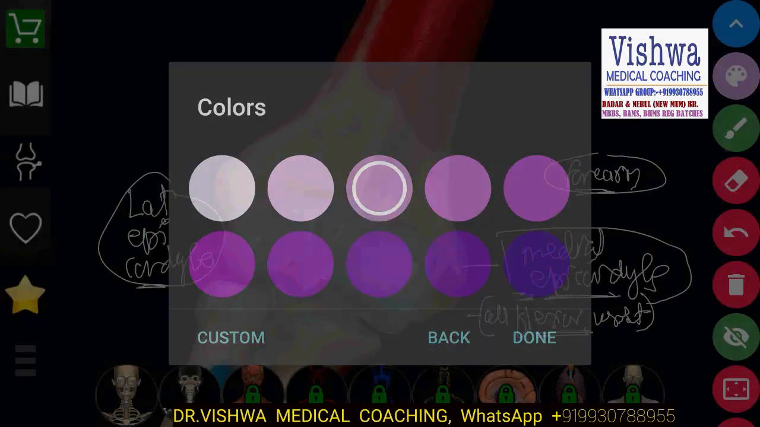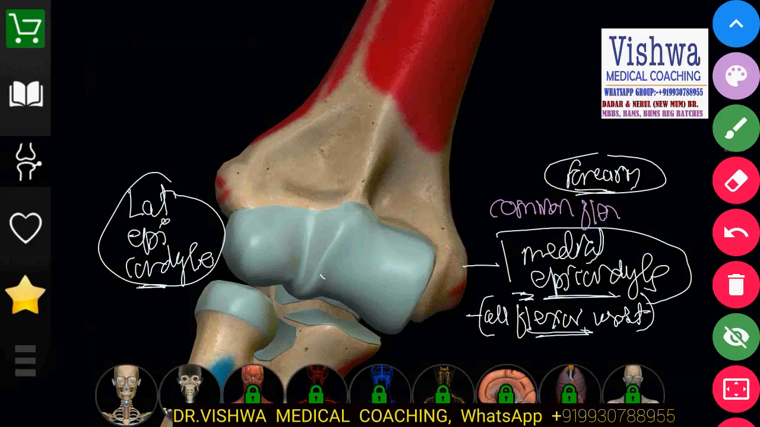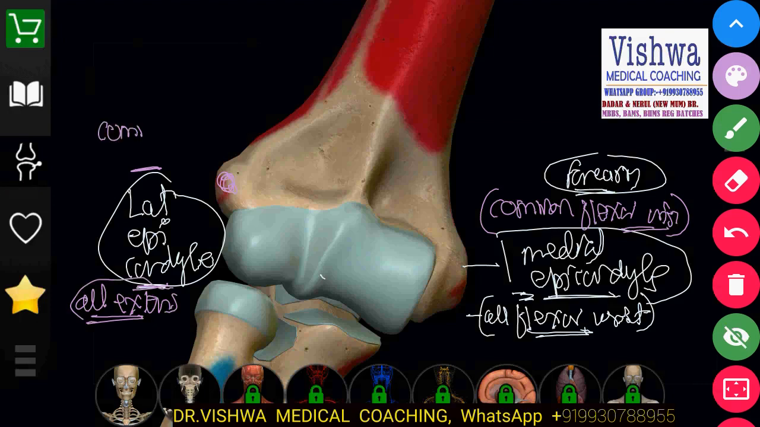It's also called the common flexor origin. Whereas the lateral epicondyle is the place where all extensors originate. It is also called the common extensor origin. Now, which are the common flexors?